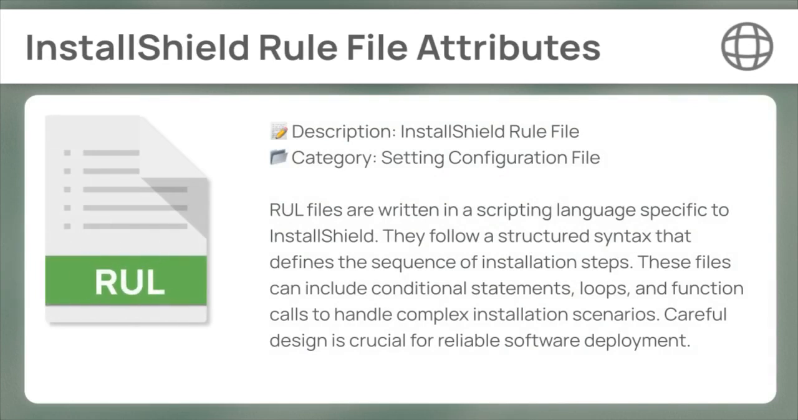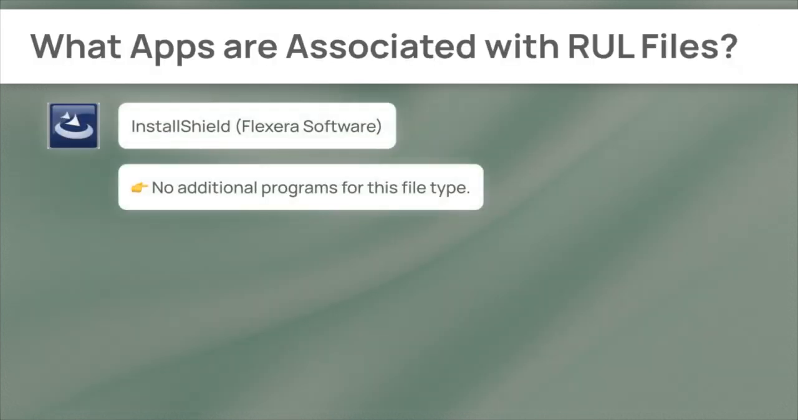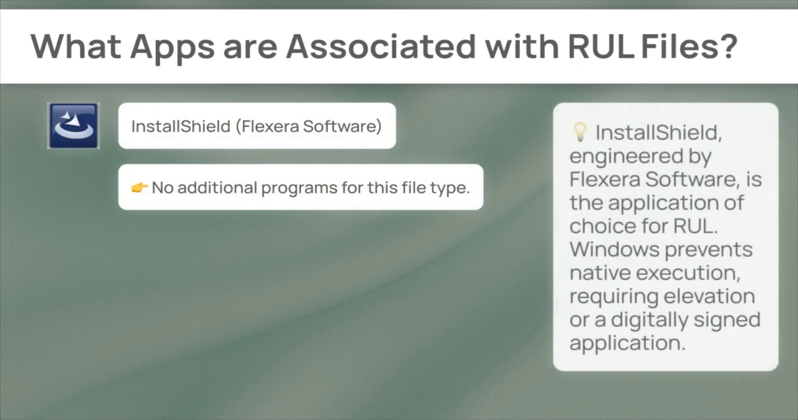They follow a structured syntax that defines the sequence of installation steps. These files can include conditional statements, loops, and function calls to handle complex installation scenarios. Careful design is crucial for reliable software deployment. The RUL format was designed to be handled by InstallShield from Flexera software. Windows prevents native execution, requiring elevation or a digitally signed application.